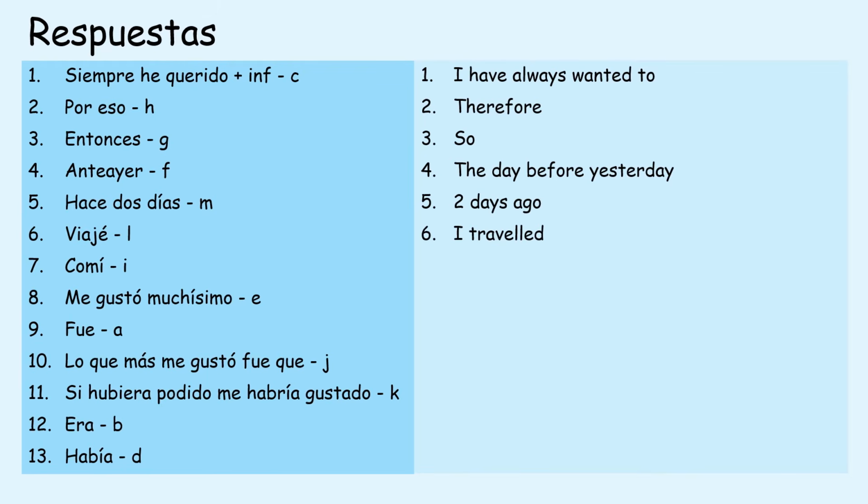Viajé, I traveled, and comí, I ate. And you will have seen on the previous slide that the é and the í were highlighted in green. That is to remind us that regular AR verbs in the past tense will always end with an é accent. And that's one really easy way to proofread your work and make sure you're writing the past tense correctly. The same ER and IR verbs will always end in an í accent. Me gustó muchísimo. And be so careful here that you put the accent on the O. I liked it a lot.